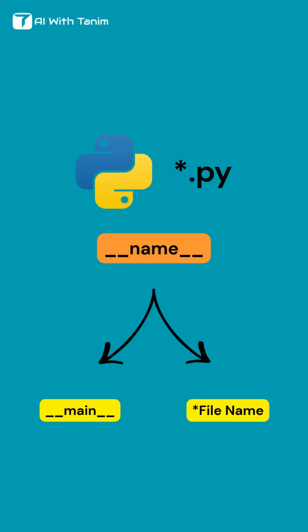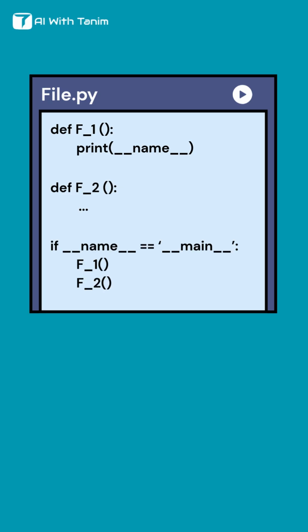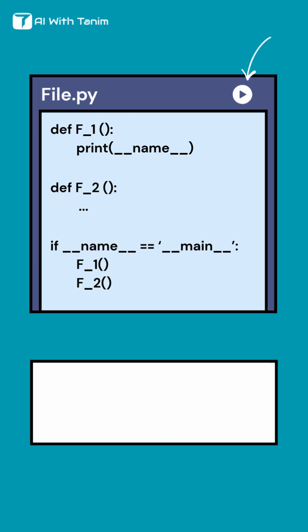Let's look at an example. Consider this Python file called file.py. It has two user-defined functions, f1 which prints the __name__ variable and f2 which does something else. Now inside the if block we are calling both functions f1 and f2. If you run this file directly from the interpreter, the output will show __main__, because when you directly run a Python file, the __name__ variable is assigned the value __main__.